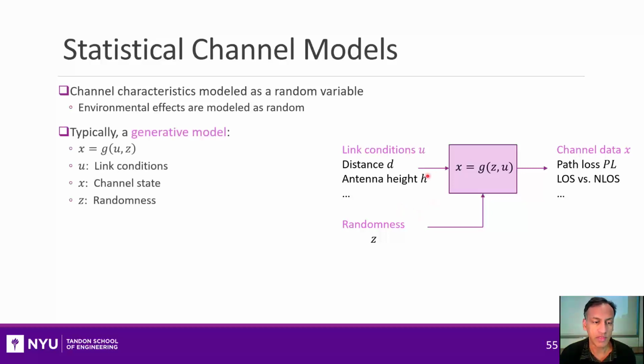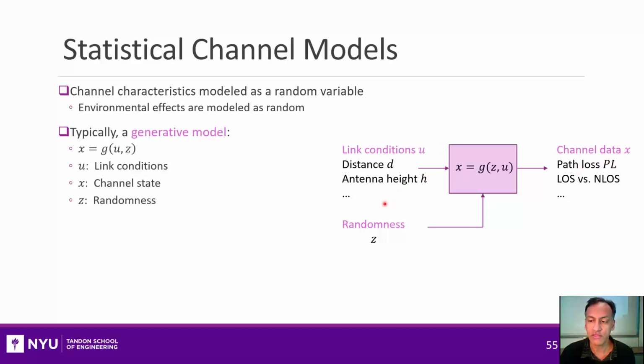Now, the way you can think about that mathematically, in the lingo of machine learning today, is as what you would call a generative model. So you have some link conditions, let's say the distance that you are from the transmitter and maybe things like the antenna height. And then you think of the output that you're interested in, the channel state, let's say the path loss or whether the link is in line of sight or non-line of sight. We'll talk about many other attributes for that channel data later. And think of that random variable x as a random function of these link conditions.